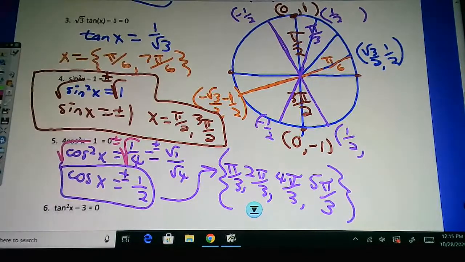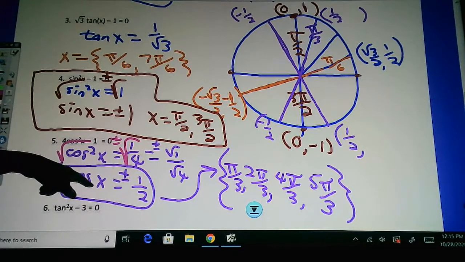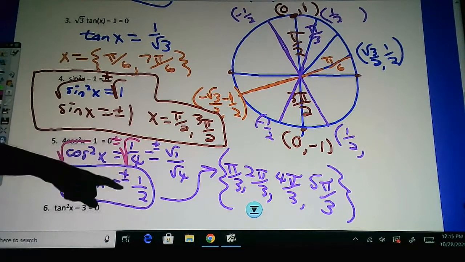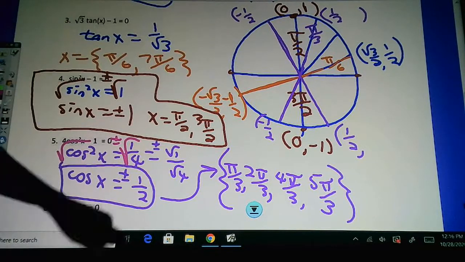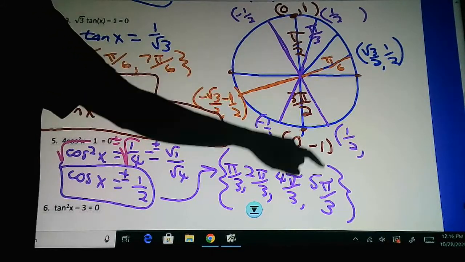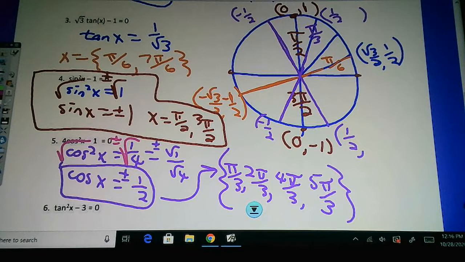Generally on these squared functions, you're going to get more solutions. Remember, cosine is the first number. You're trying to find at what angle that first number comes out to be a positive 1/2 or a negative 1/2. So what happens here: pi thirds, 2 pi thirds, 4 pi thirds, and 5 pi thirds.